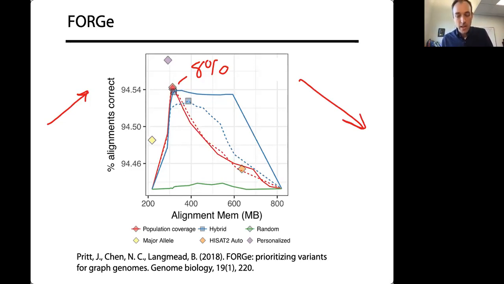Another remarkable thing I'll point out here is that when we do get peak performance, this is sort of like the best we were able to achieve in this case with a graph genome.